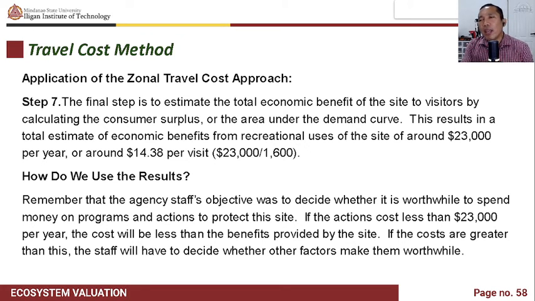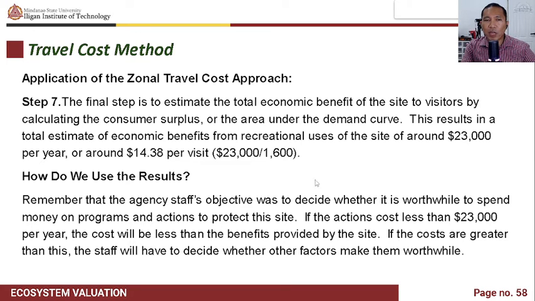Okay, the next step is to estimate the total economic benefit. So we can actually do this by looking at the results of the total estimate of the economic benefits from the recreational use. The site produces around 23,000 US dollars per year, or around $14.38 per visit, which is basically 23,000 US dollars divided by 1,600 visits.